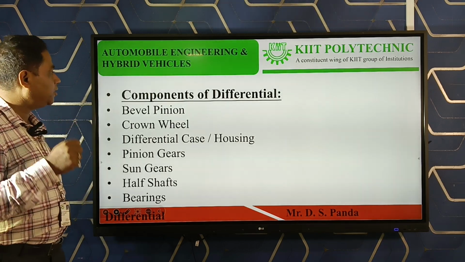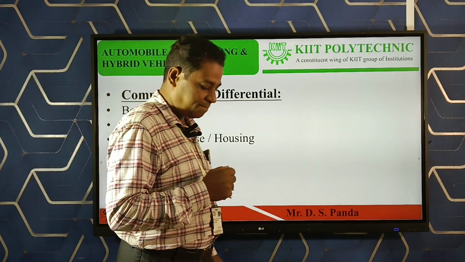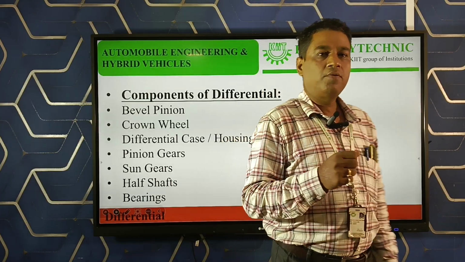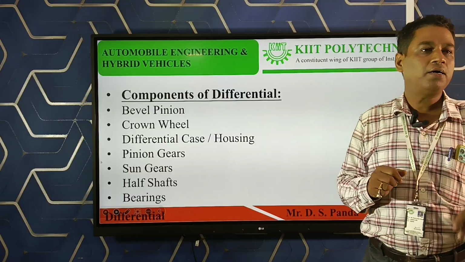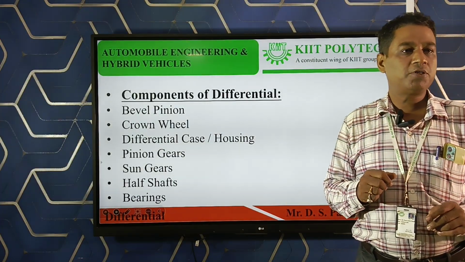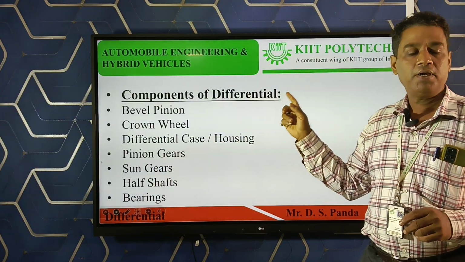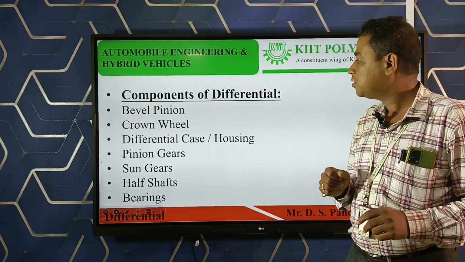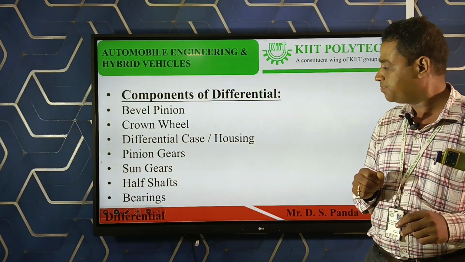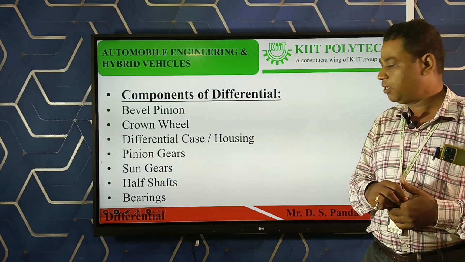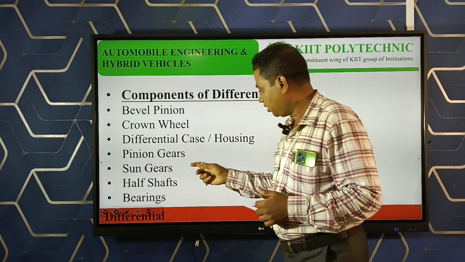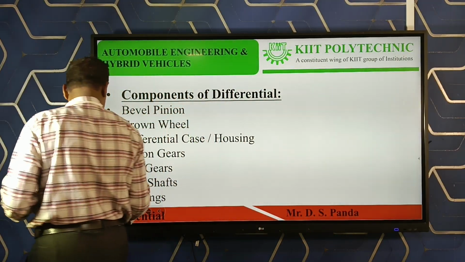So, the different components of the differential. One is the bevel pinion, which is connected to the propeller shaft and universal joint, then the crown wheel, differential case and housing, planet pinion, sun gear, and half shaft bearing. We will discuss the figure part now.